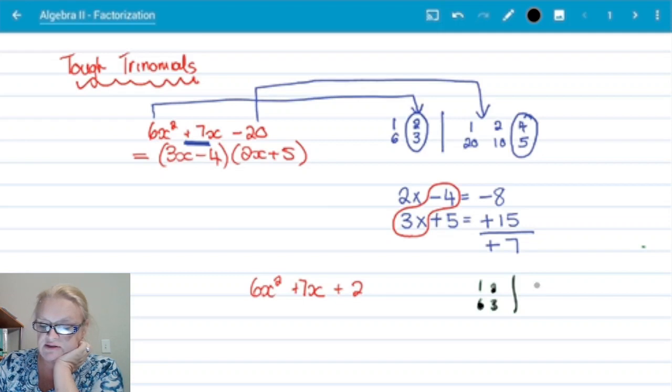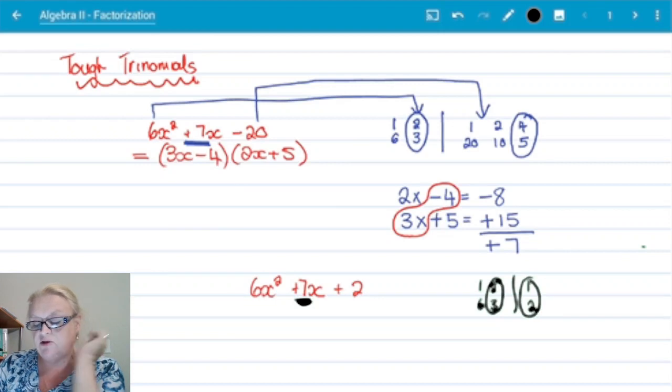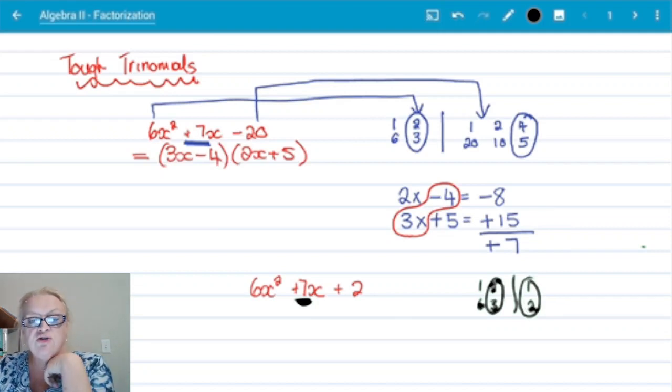Factors of the last, 1 and 2. We want to get a value of positive 7. Pick those that are closest together and multiply them in your head. 2 times 1 is 2. 3 times 2 is 6. Will 6 and 2 work to give you a 7? Nope. So then I'm going to turn them upside down. I'm going to say 2 times 2 and 3 times 1.